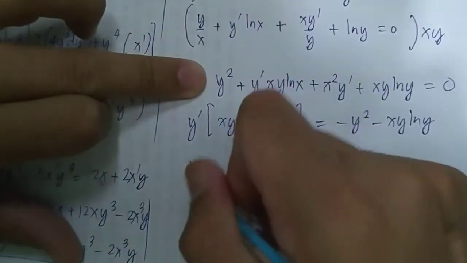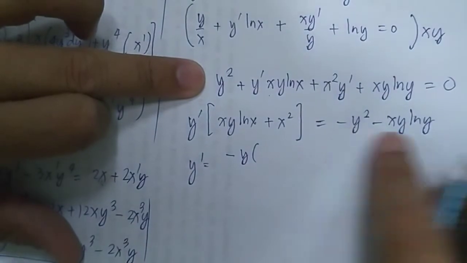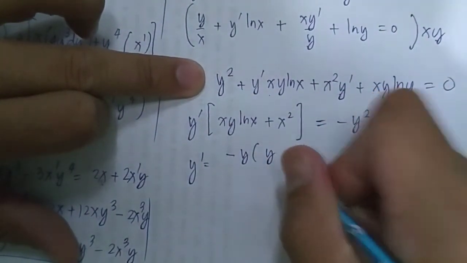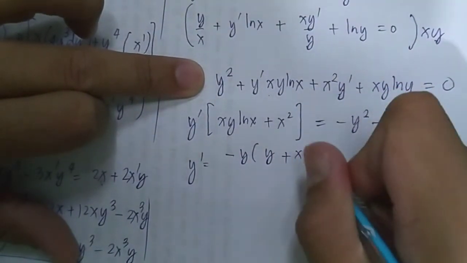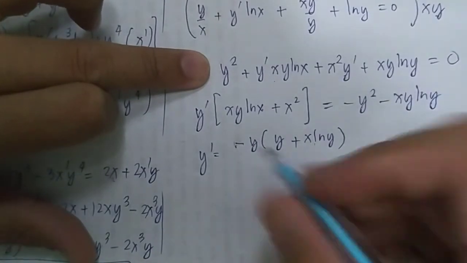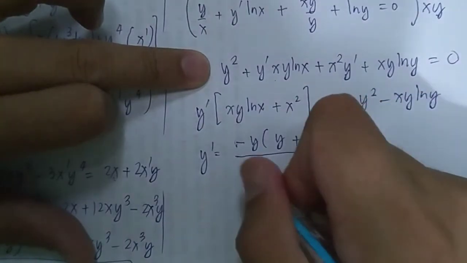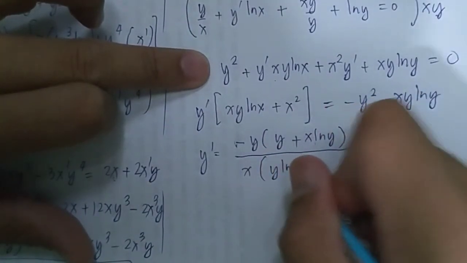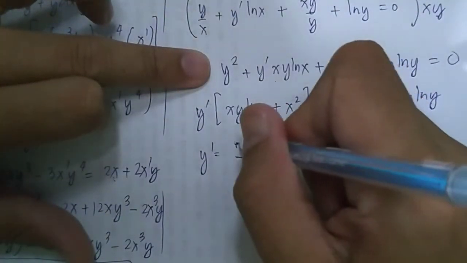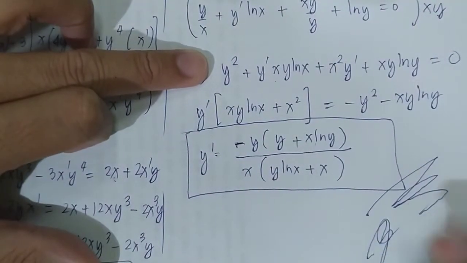So y prime is equal to negative y is common here. Negative y is common. So I can factor that out. So magiging y plus x ln y. So that's negative y squared minus xy ln y over this coefficient. So that coefficient x is common, so I can factor that out. So magiging y ln x plus x. Negative. So that will be our final answer.